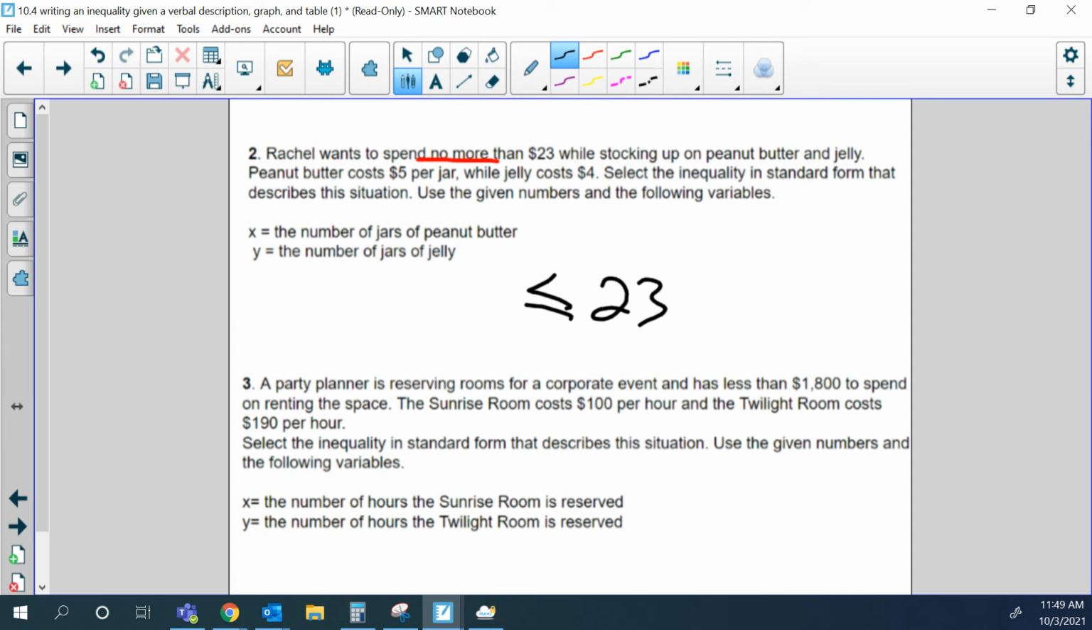Let's talk about peanut butter and jelly. Peanut butter costs $5 per jar, and jelly costs $4. It tells you, let x equal the number of jars of peanut butter. Therefore, my rate for peanut butter is going to be 5x. Then 5x plus, for jelly, that is $4, plus 4y. That's your inequality right there.